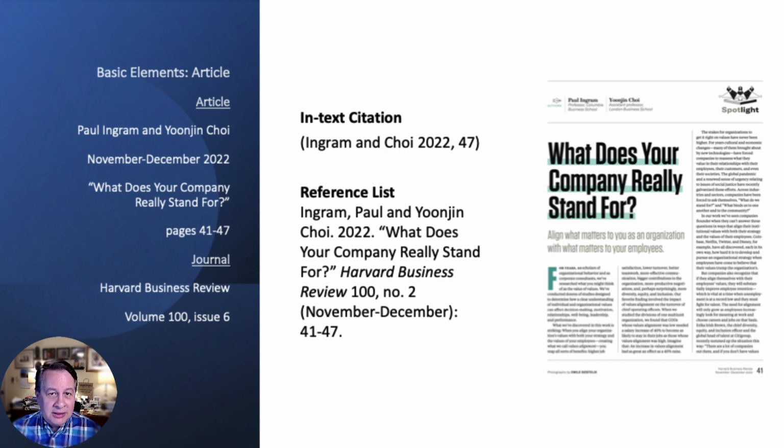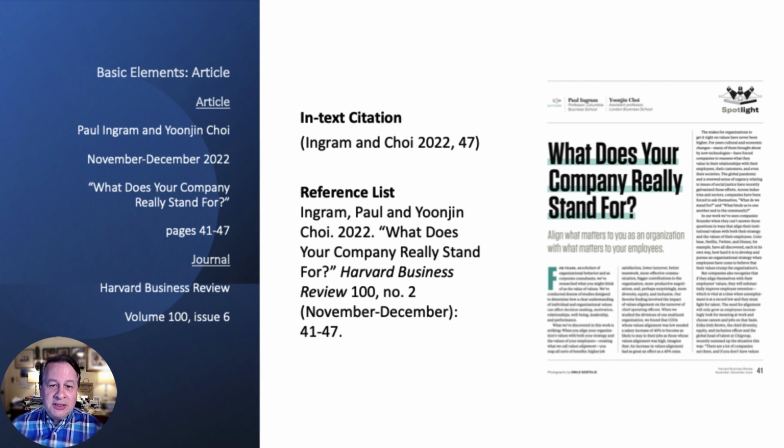But if you look at the in-text citation, pretty simple. Again, who is the author of the article? Ingram and Choi. When was it published? What year? 2022. And what page are you referring to or citing? Page 47. Again, in parentheses, there it all is.